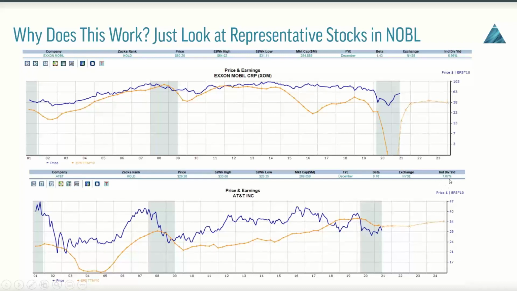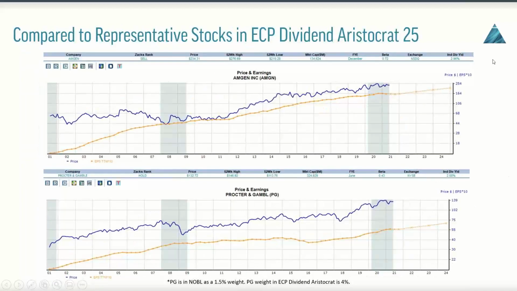You might be getting a 7% indicated yield, but you're actually giving up principal to get there. So it's more of a return of capital instead of a true dividend, because you're just losing the value of your investment as time goes by. So what we like to do with the ECP Dividend Aristocrat, the 25 stock portfolio, is see that blue line in price just continue to march higher along with earnings. So we don't have those troughs and that variability, and still get a nice yield.